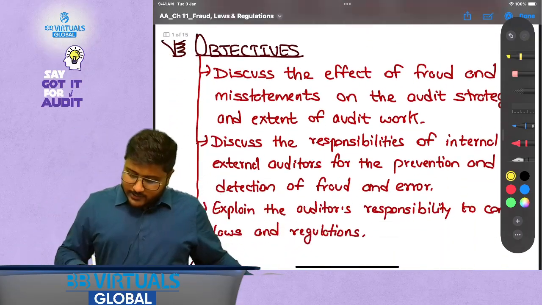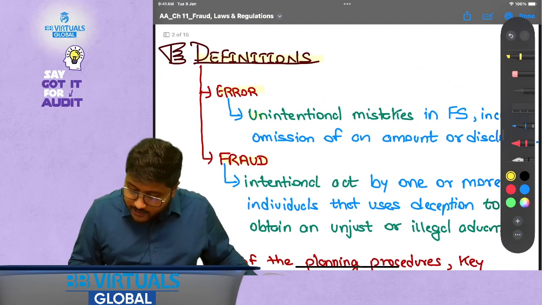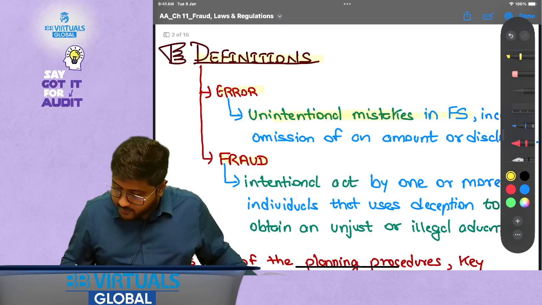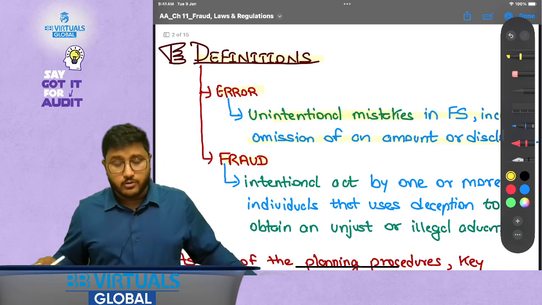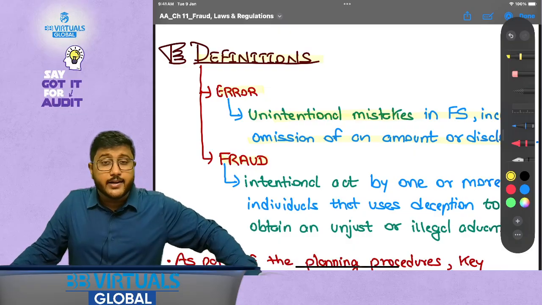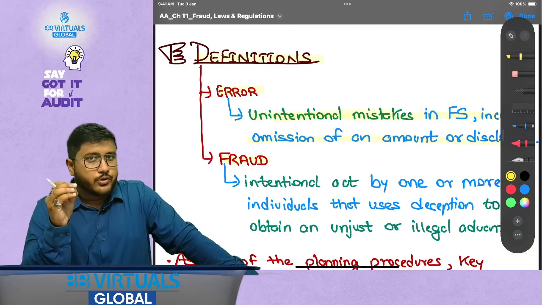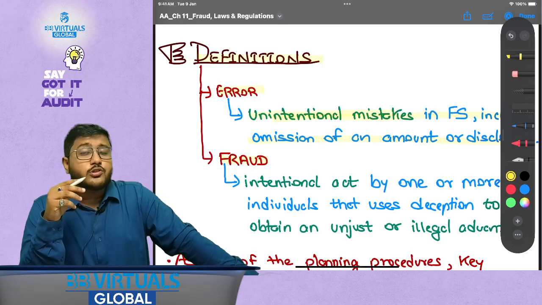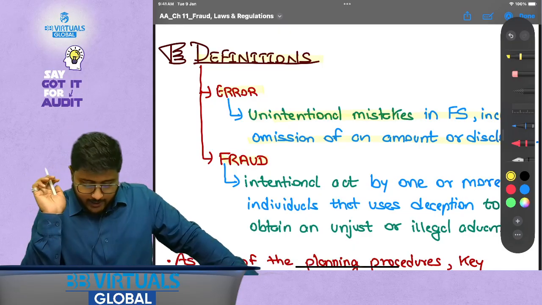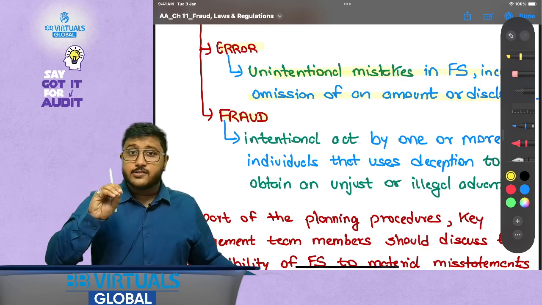Okay. Now let's start quickly. So definition of error. What is the definition of error? Unintentional mistakes. Unintentional mistakes in FS, including omission of an amount of disclosure. That is, if it is an unintentional mistake, it should not be intentional mistake. Okay. Unintentional mistakes in FS, and omission is also included as an error. That is, omission is not considered as a fraud, it is considered as an error. Okay, unless there has been an evidence that it is done intentionally.